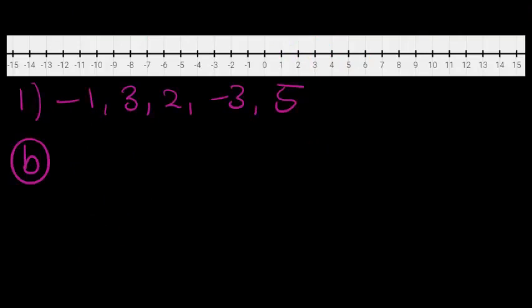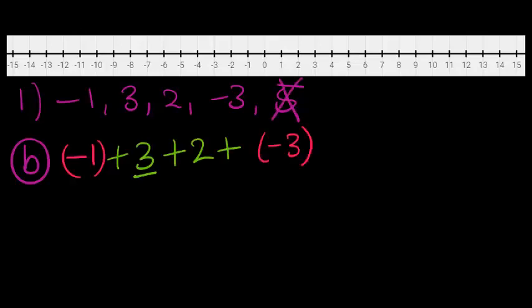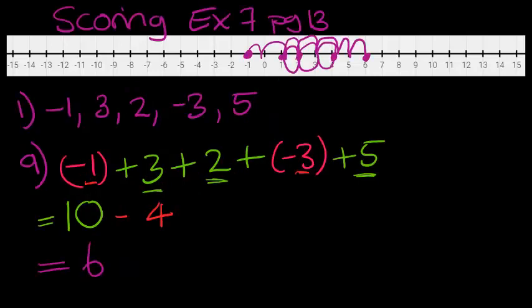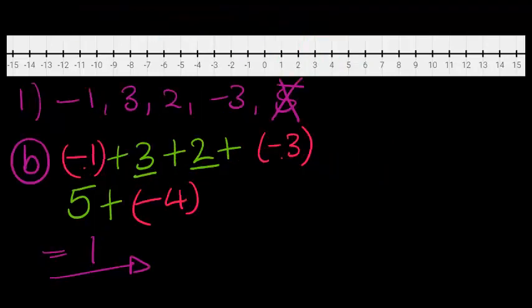Question B says, if the last judge was disqualified, what would the couple have scored? This means that the last points, which is 5 points, we are going to remove it so it doesn't exist. So what did the couple score? 3 and 2 gives me 5 plus negative numbers, -1 minus 3 is -4. So then their total score is going to be 5 minus 4, which is 1. Remember their previous score was 6. If the last judge is disqualified, their score is 1.